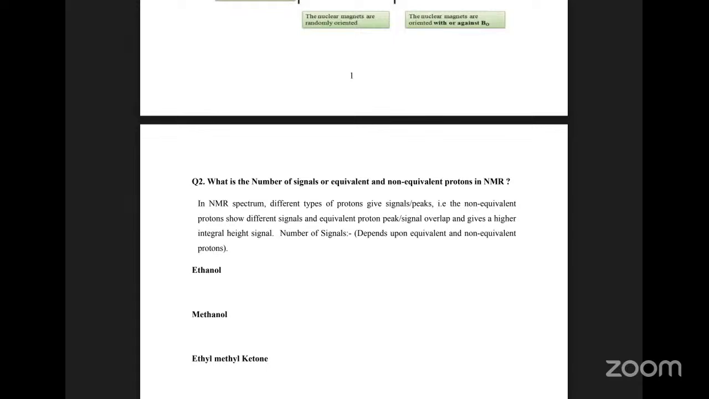Now, in NMR spectroscopy, as I told you, there are groups of protons which are equivalent. I will first explain equivalent and non-equivalent protons, and then we'll move on to these questions. Take the example: this is CH3, CH2, and this is OH.